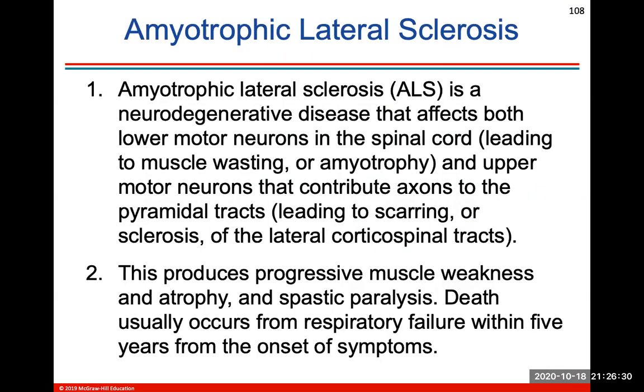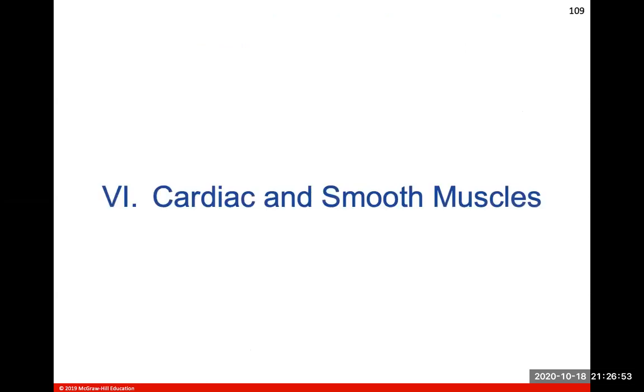ALS is a neurodegenerative disease that affects both lower motor neurons in the spinal cord, leading to muscle wasting, and also upper motor neurons, leading to scarring or sclerosis of the muscles. It will basically produce progressive muscle weakness. Death usually occurs from respiratory failure, because your diaphragm is a muscle, and if that fails, you're unable to breathe.